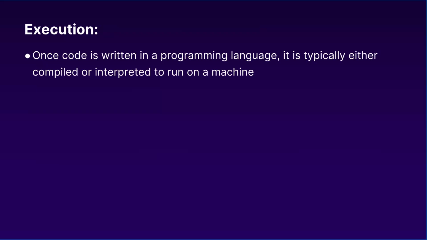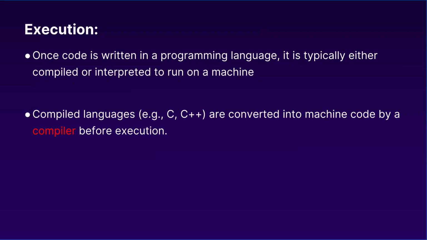Okay. Once code is written in a programming language, it is typically either compiled or interpreted to run on a machine. So what this means is that we have two types of language execution. We have compiled and we have interpreted. Okay. So I'm going to explain what these two keywords mean. Compiled languages like C, C++, C Sharp, Java, they are converted into machine code by a compiler before execution. Execution means when the application is running, okay?